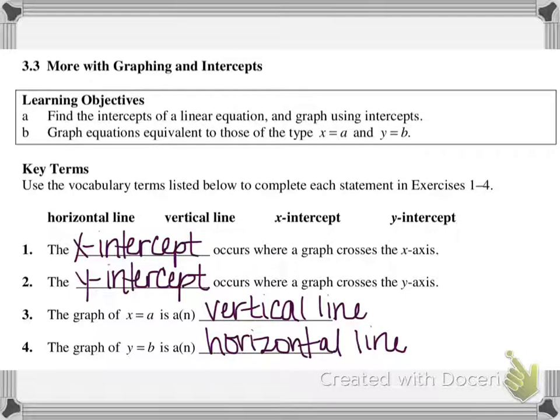Now we're going to start looking at methods for graphing, and one of the methods we're going to look at is dealing with intercepts. The x-intercept occurs when a graph crosses the x-axis, and the y-intercept occurs where a graph crosses the y-axis. The graph of x equals a is going to be a vertical line, and the graph of y equals b is going to be a horizontal line, and we're going to see examples of that in this lesson.